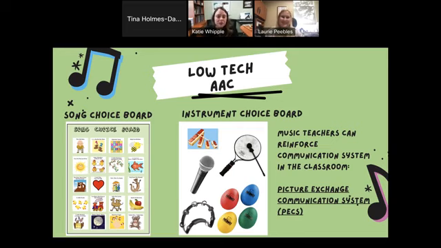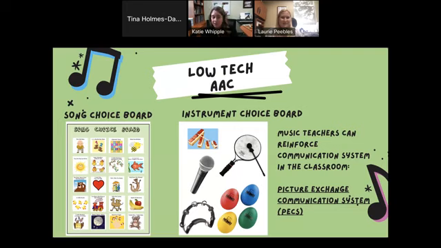The first thing on the left, so when we're talking about low tech, these are easy things that you can put together. That one on the bottom right, the song choice board, I just made that in, I think it was Microsoft, not PowerPoint, but what's the other fancy one, Publisher. Really, for a lot of kids, that might be too many options.